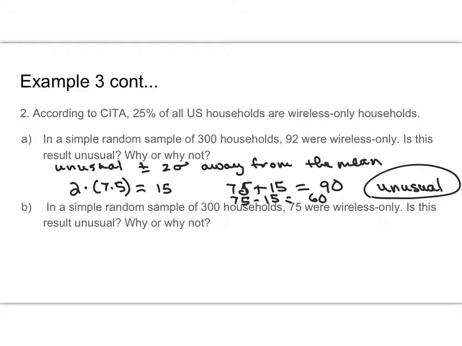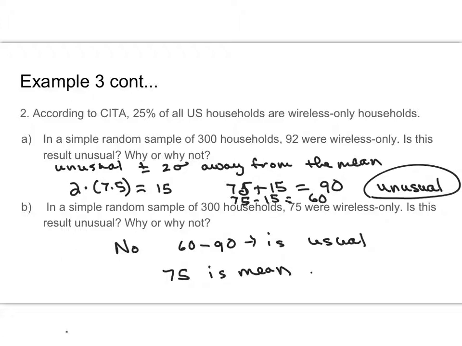All right, so in a simple random sample of 300 households, 75 were wireless only. Is this result unusual? No, because usual would be between 60 and 90. And 75 is right in the middle. And 75 also is the mean. So not unusual. All right, that's it for today. At least for standard deviation and mean.